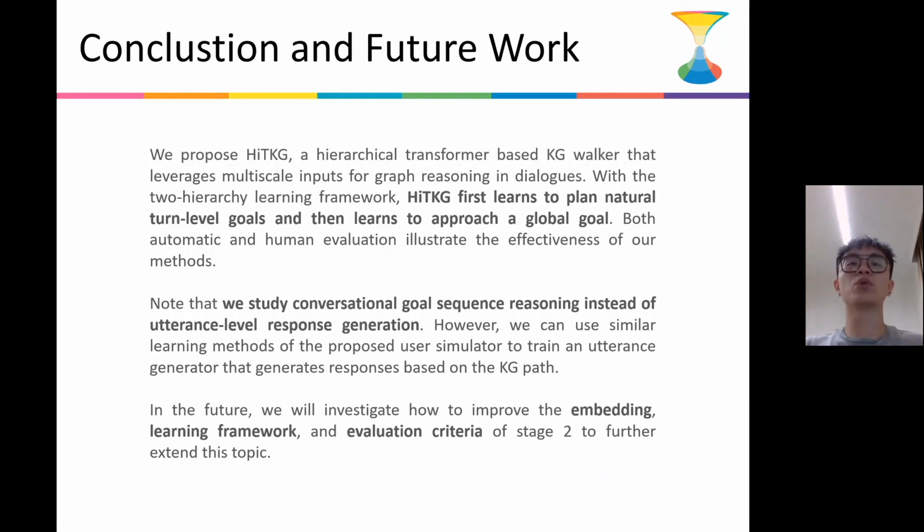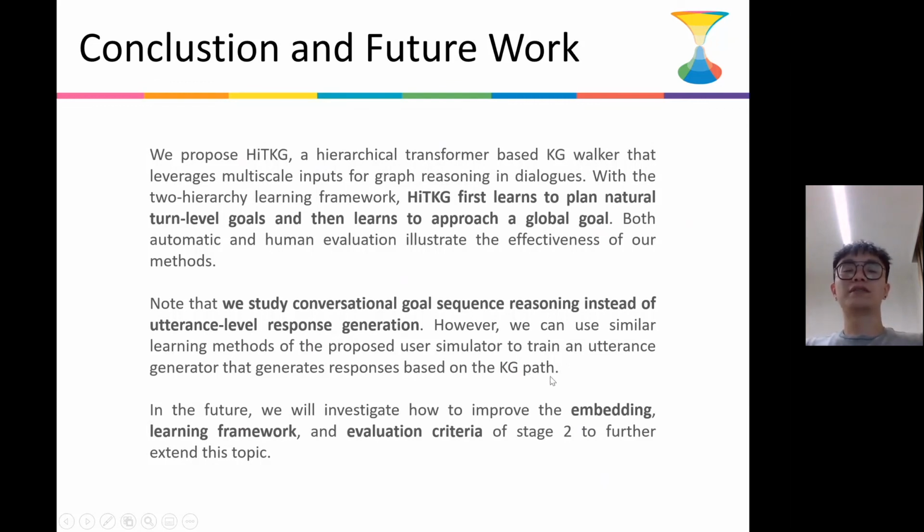That means that we don't explicitly generate utterances as the response of the agent. However, we propose a possible solution here: we can use similar learning methods to the proposed user simulator to train an utterance generator that generates responses based on the KG path.